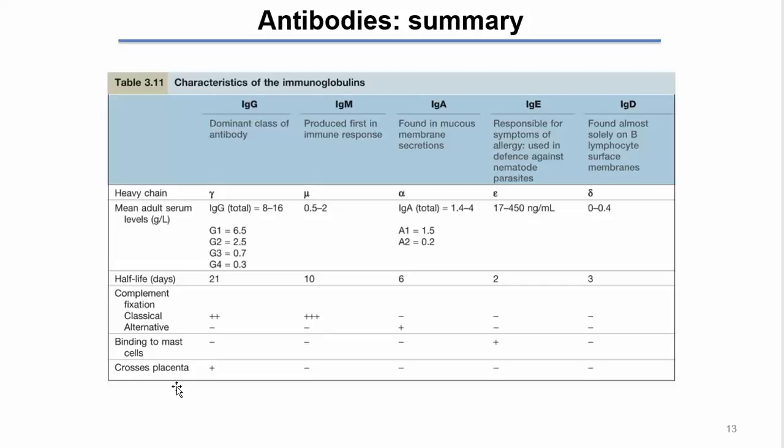IgMs, there's less of it. They last about 10 days. They're involved in activating complement. IgAs, about 6 days. They're next, and you'll notice that this at first is in grams per liter, and by the time we get down here, it's nanograms per liter, much smaller quantities. The IgEs you see are the only ones that bind to the mast cells, and none of the other ones other than the IgGs cross the placenta.